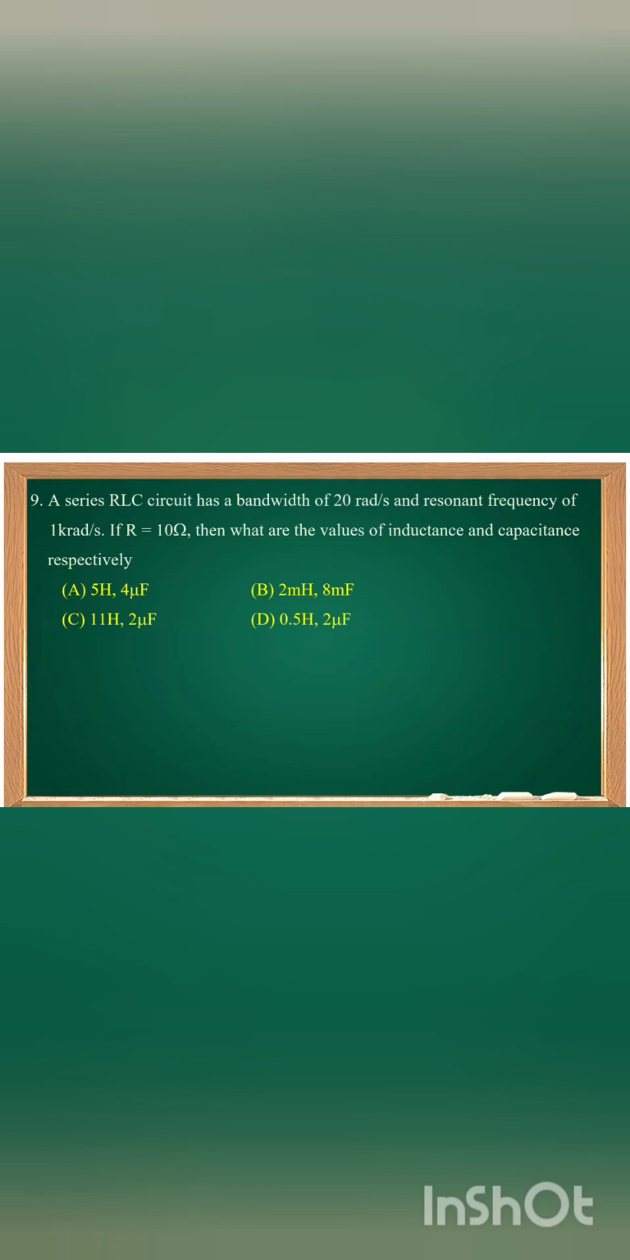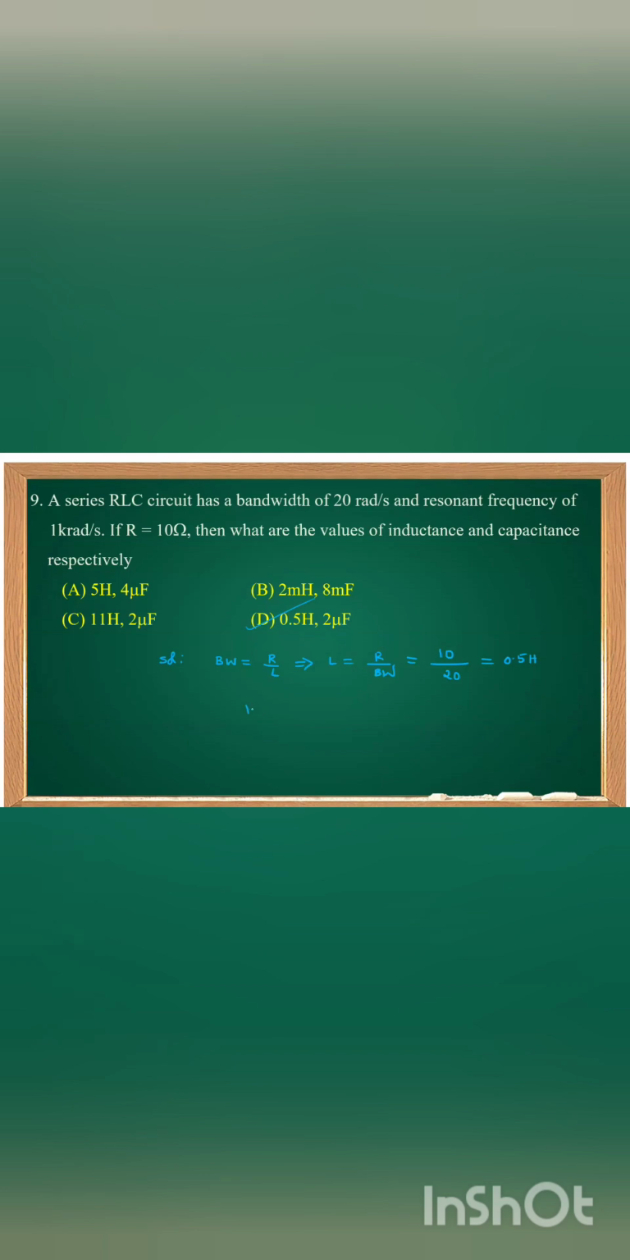Bandwidth is given and the resistance is also given. Simple. Bandwidth equal to R by L is the formula. From this, L equal to R by bandwidth. Resistance is 10 ohms, bandwidth is 20 radians per second. How much inductance can we get? 0.5 Henry. Among the given options, only option D has 0.5 Henry. Then how to calculate capacitance?